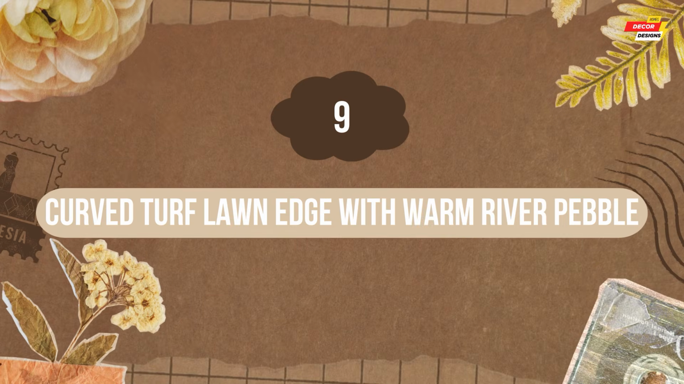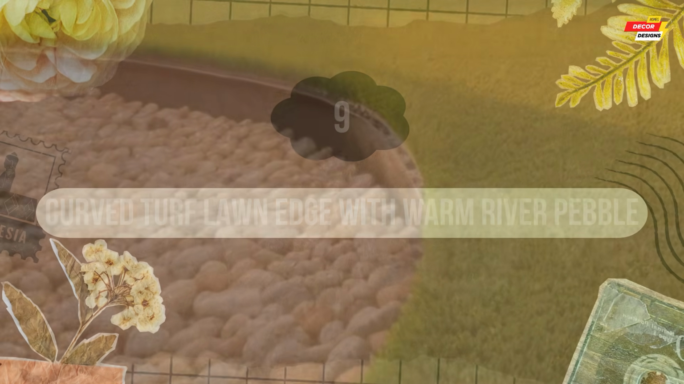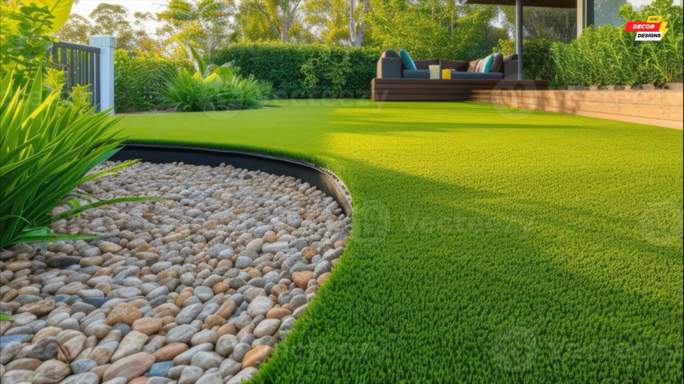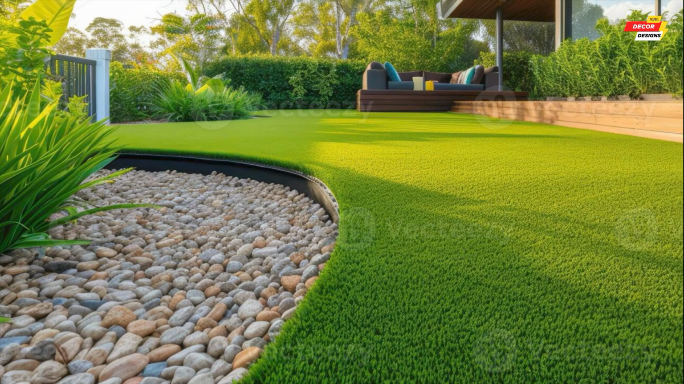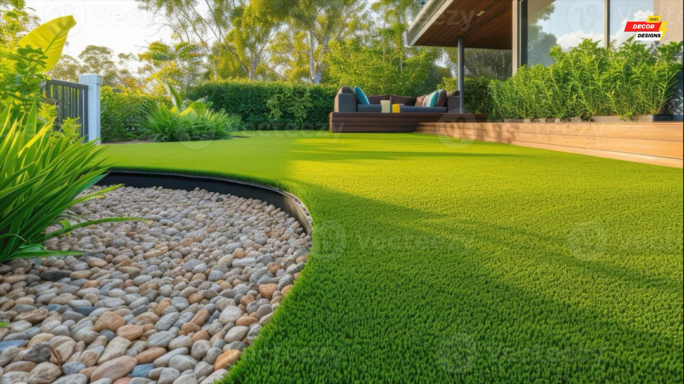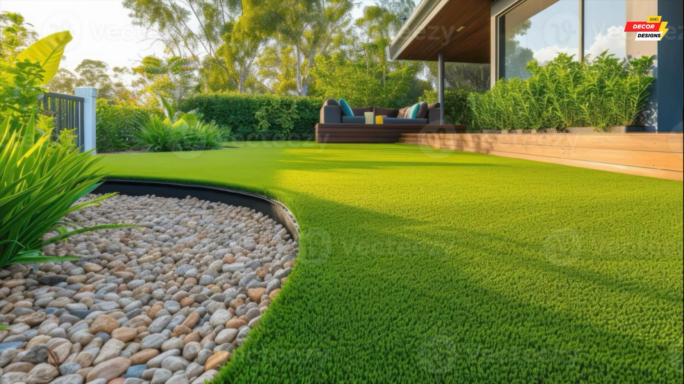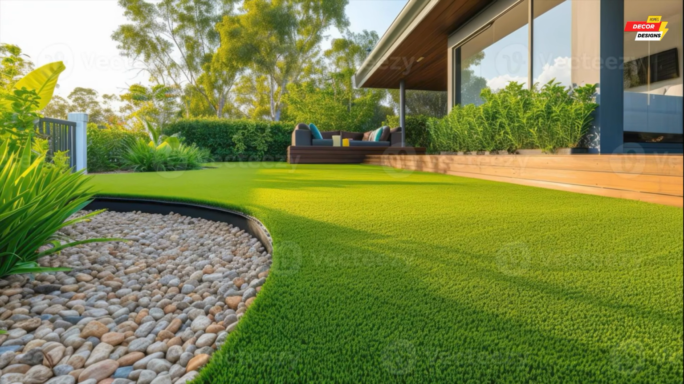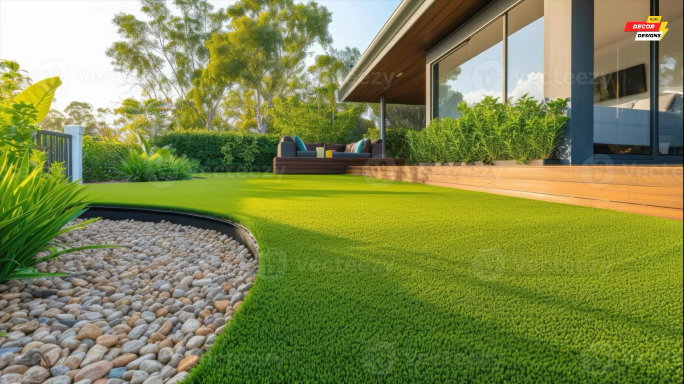Nine, curved turf lawn edge with warm river pebble borders. Focusing on clean, low-maintenance design, this backyard features a gracefully contoured lawn edge that smoothly transitions into a deeply recessed bed filled with smooth brown river pebbles. Positioned against an elevated wooden deck and floor-to-ceiling glass sliding doors, the design creates a seamless indoor-outdoor living flow.